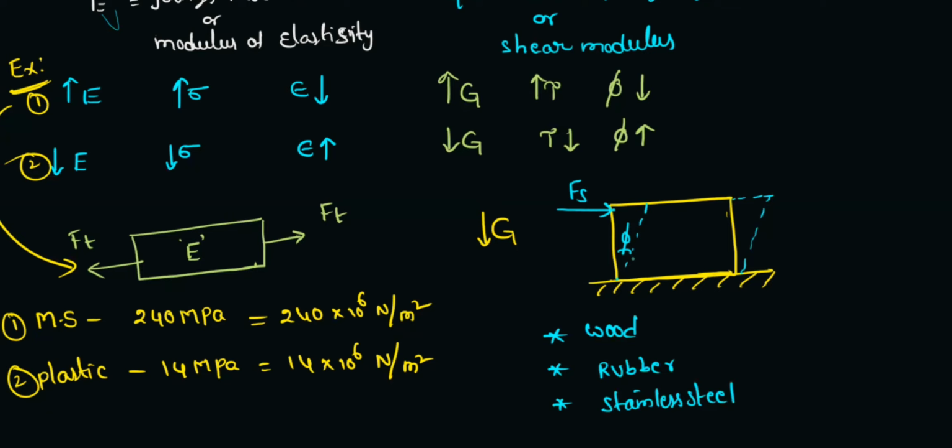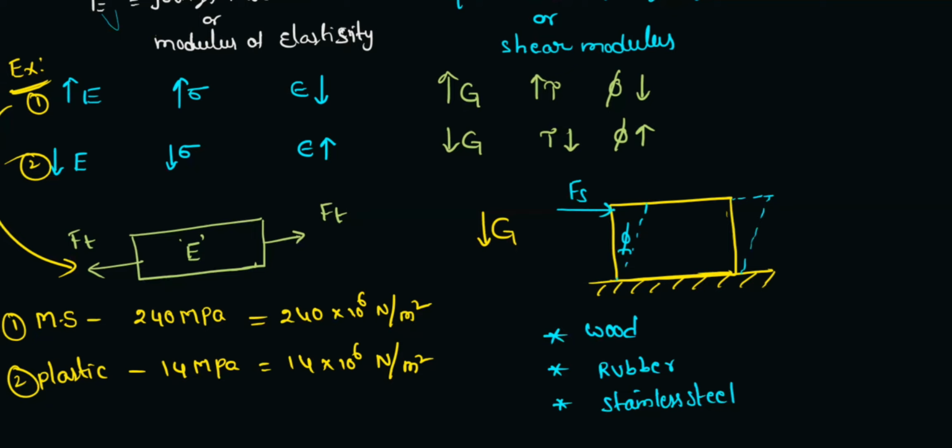If I place these three boxes and apply the same shear force, which one will give the more shear deformation? Can you guess? The simple answer is, whichever has the lower shear modulus, or modulus of rigidity, is going to give the more shear deformation.